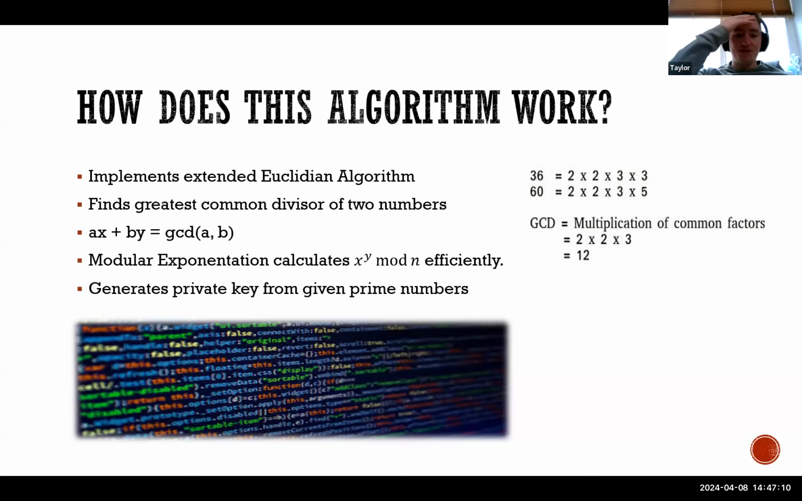The equation isn't up here. I should have put it up here. But from the given prime numbers p and q, and the public exponent e, which is used for the decryption.